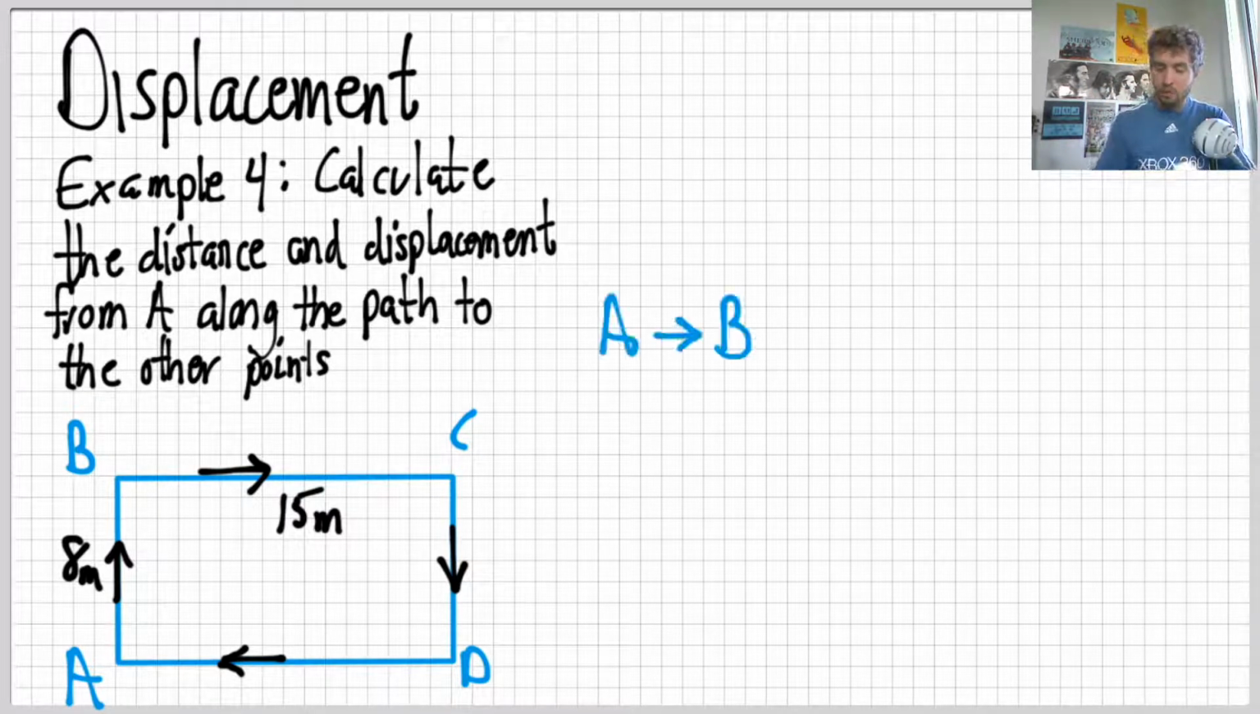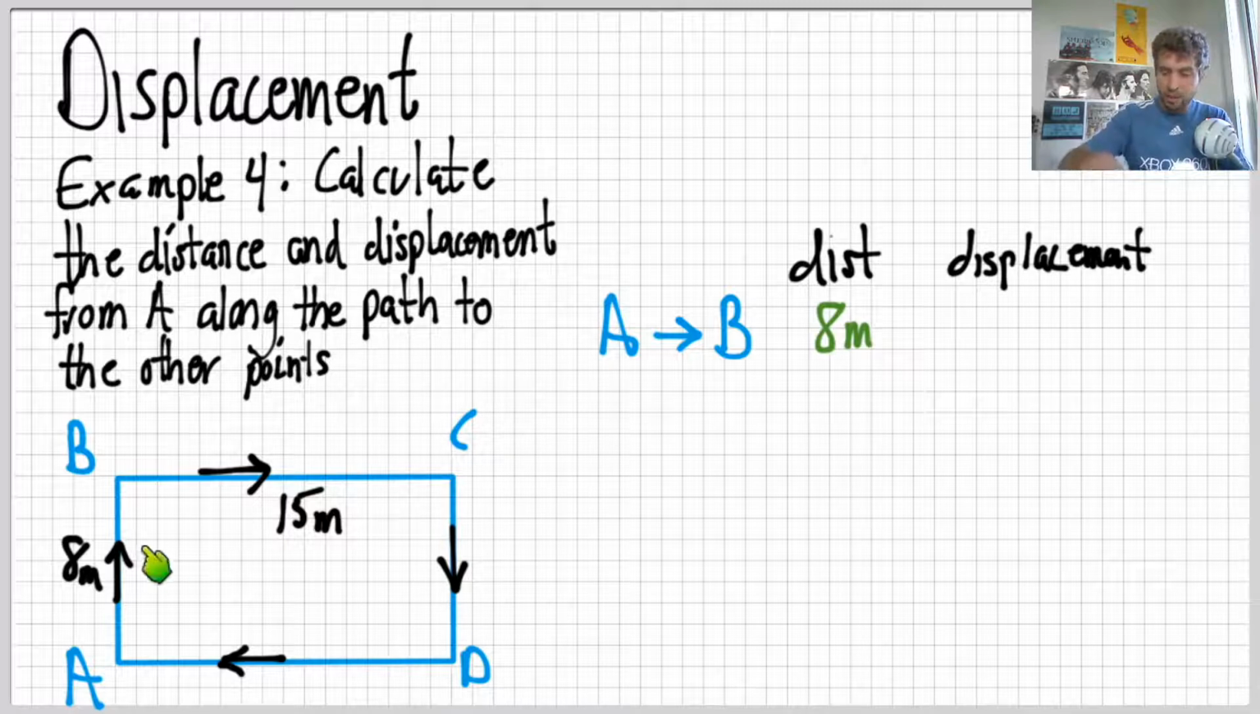Okay, so from A to B, it's pretty easy. It's a straight line. So with a straight line, the distance equals the displacement. So we've got distance. We're going to do distance and displacement. Of course, it's a distance of 8 along there. So the distance is 8, and like I said, the displacement's the same.